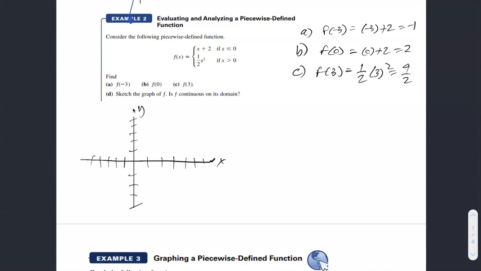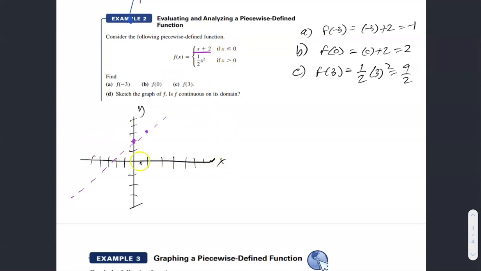Okay, so let's graph the first one first, x plus 2. So again, a couple ways to graph this. I know how to graph x plus 2. So you go up 2, you have a slope of 1. So my graph would normally look like this, right? But I don't want the whole graph. I only want it when x is less than or equal to 0.